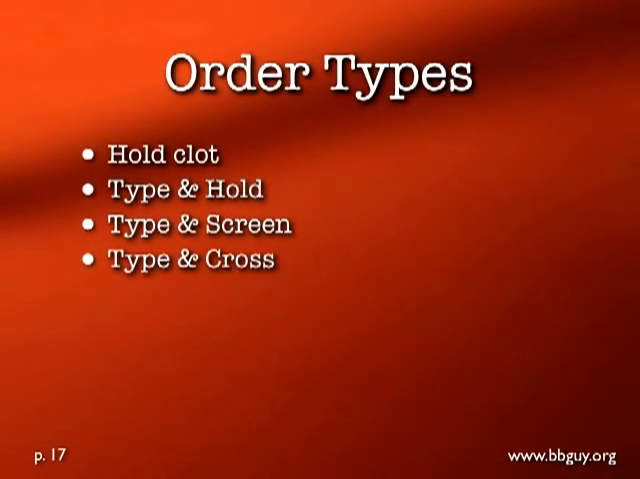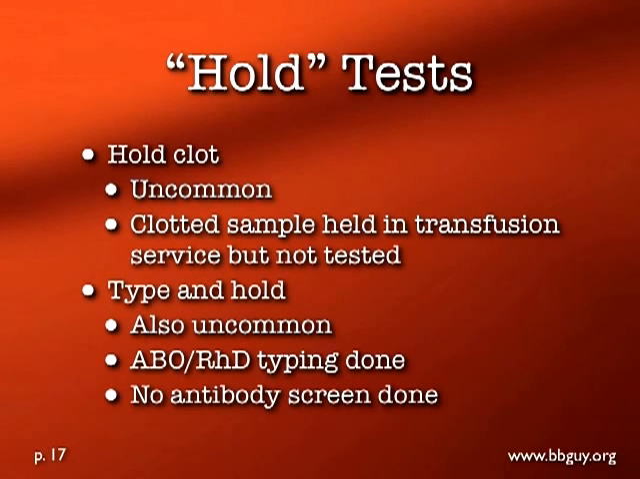Lastly, let's talk a little bit about the order types and the nomenclature. And here are the four main order types for pre-transfusion testing. The hold clot is very uncommonly used. It's basically a clotted sample is held in the transfusion service, but it's not tested at all. It's just to have it there just in case something should happen. So again, not commonly used.